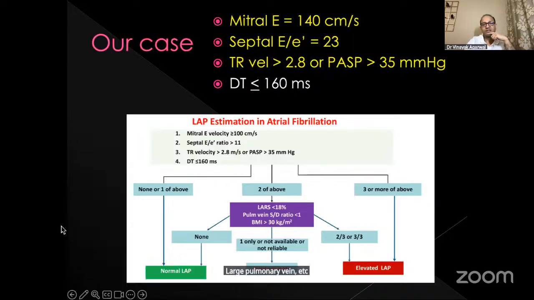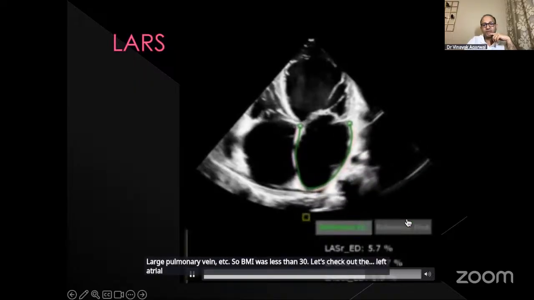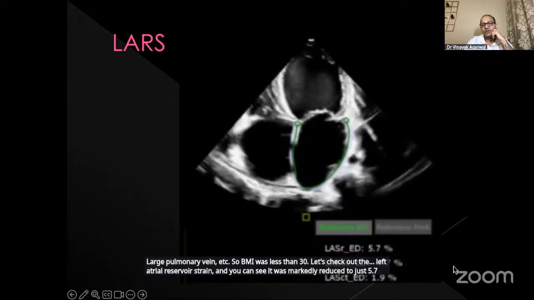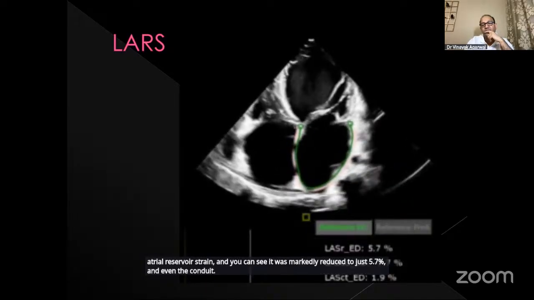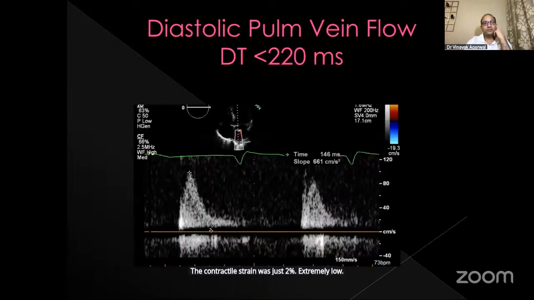BMI was less than 30. Let's check out the left atrial reservoir strain, and you can see it was markedly reduced to just 5.7%, and even the contractile strain was just 2%, extremely low. Look at the diastolic pulmonary vein flow. The pulmonary vein diastolic DT was less than 220 milliseconds. It was just 146 milliseconds, which is also evidence towards increased left atrial pressures.